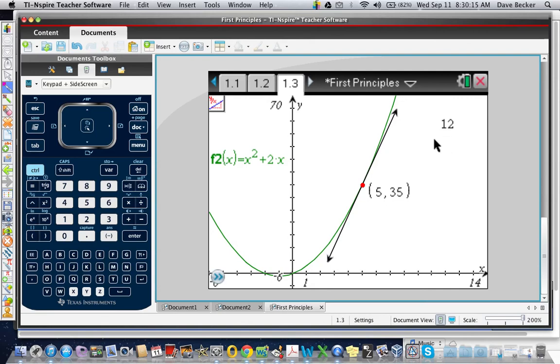The slope of the tangent to the curve x squared plus 2x when x equals 5 is 12. The slope of this line is 12. That is the derivative. It's the instantaneous rate of change.